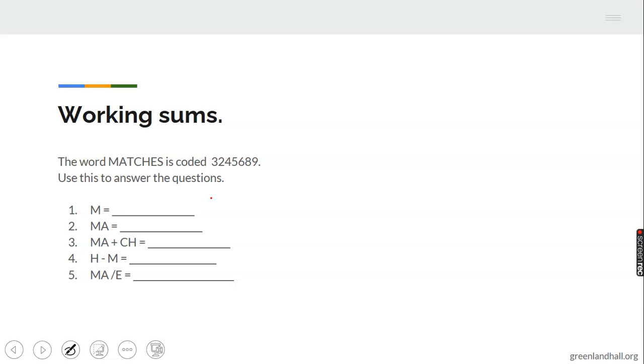Now look at this one. The word MATCHES is coded 3, 2, 4, 5, 6, 8, 9. Then you are asked to use it to answer the questions. I've told you the smart thing to do. Write your what? Matches. Write your word.